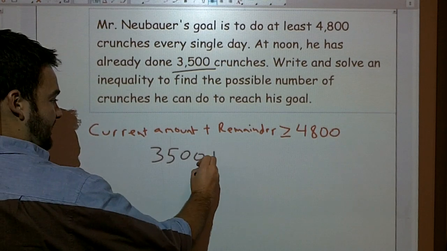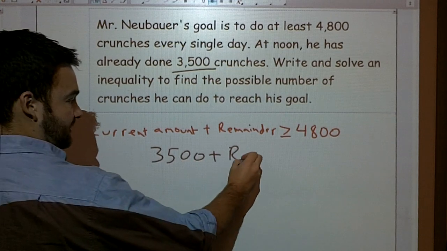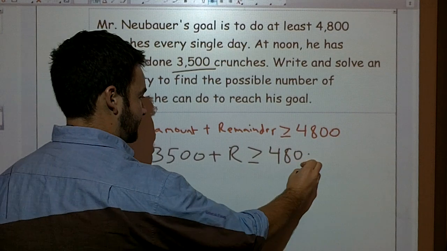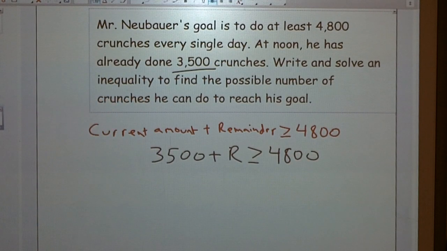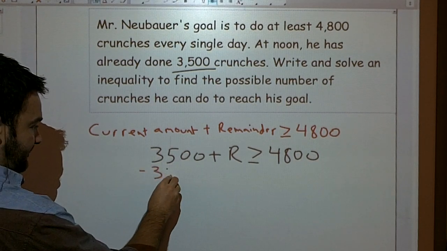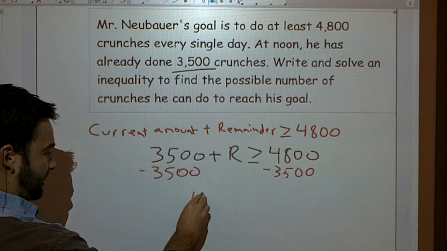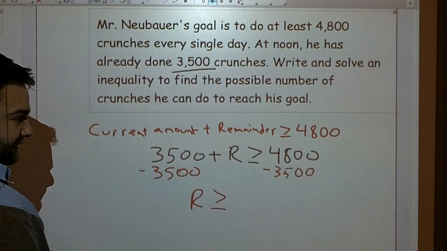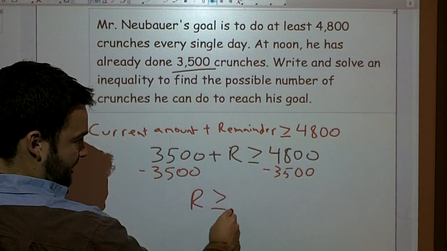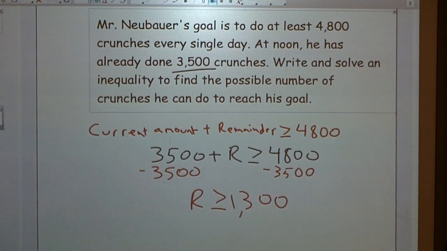3,500 crunches, and we're going to add the remainder to that. Let's just call that R. It's got to be greater than or equal to 4,800 crunches. And from there, again, you solve this. You subtract 3,500 from both sides, and we get R has got to be greater than or equal to 4,800 minus 3,500. That gets us to 1,300 crunches remaining.